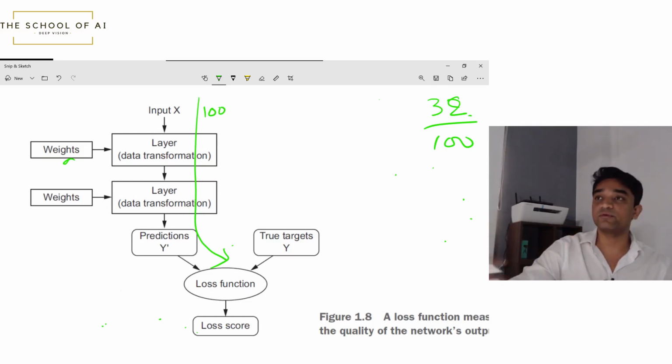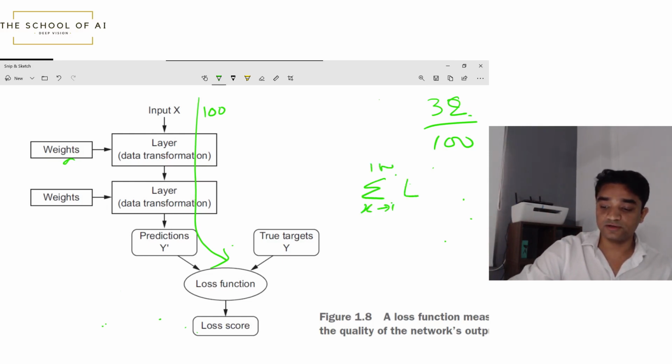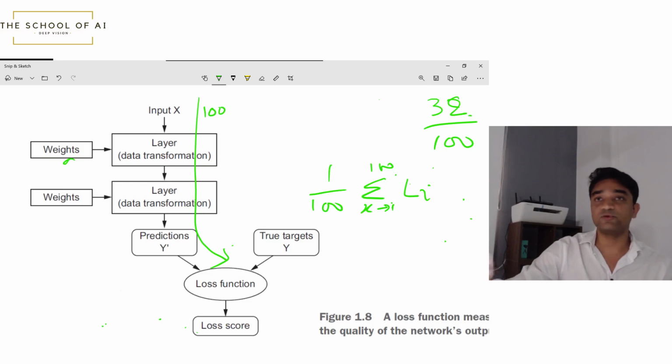So we're going to test our network for many different samples, and then we're going to average the loss, which means I'm going to accumulate all the loss I have for all the images. Let's say i goes from 1 to 100, right? And this is L_i for that particular image, and I'm also going to be dividing by 100 to make sure I'm looking at the average loss here. Is that clear? Okay.